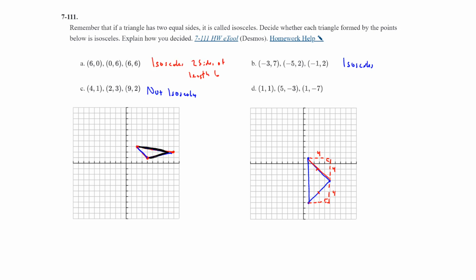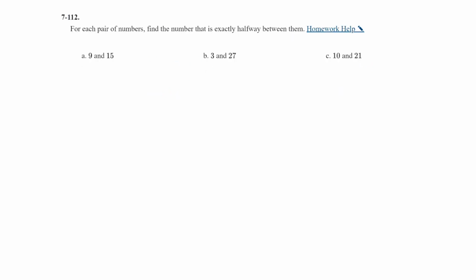This down here has a length of 4, and this also has a length of 4. So we don't even actually have to find the hypotenuse's value, because that triangle is congruent to this triangle here, so the hypotenuse would have to be the same. So once again, this one is isosceles as well. And so that finishes up identifying whether it's isosceles or not isosceles.